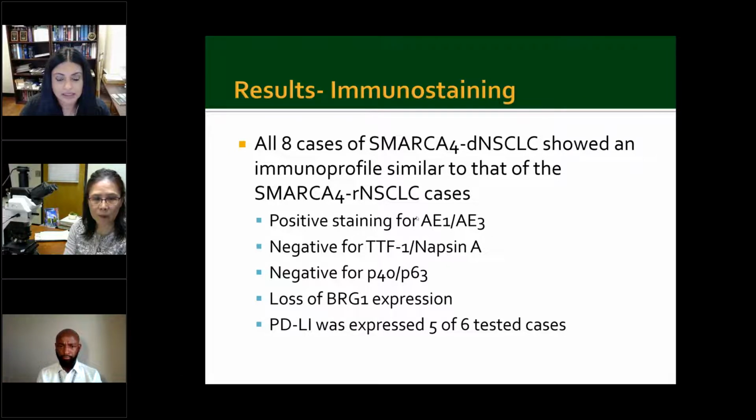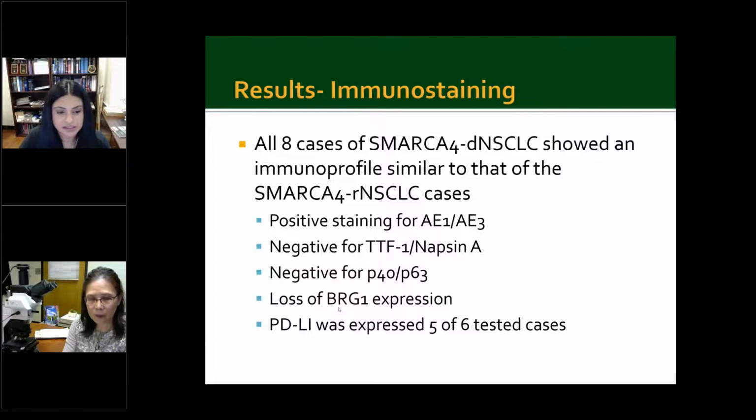So both of them had staining for AE1, AE3, proving that it's carcinoma in origin, but they're negative for specific markers of a lung primary. For example, they were both negative for TTF1 and napsin-A that you would see in lung adenocarcinoma, and negative for P40 or P63, something you would see in a squamous cell carcinoma. The loss of BRG1 was the one feature that was different between the groups. So loss of BRG1 in the deficient group versus the retained.